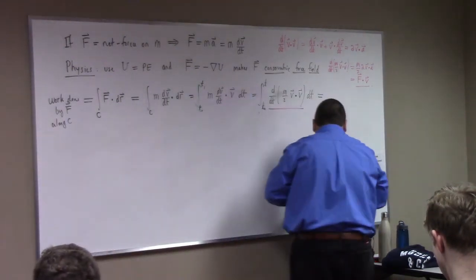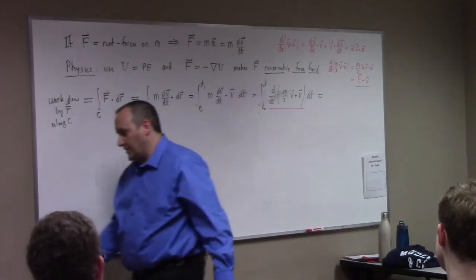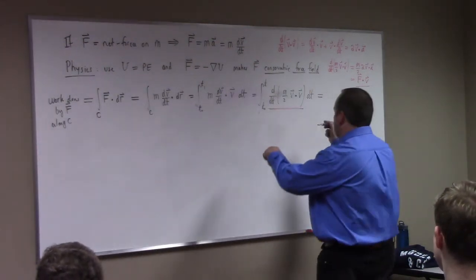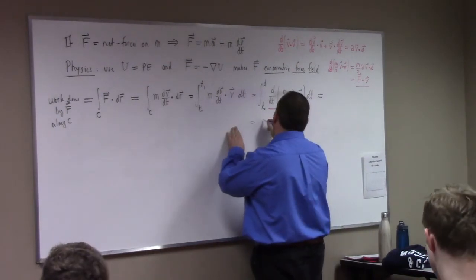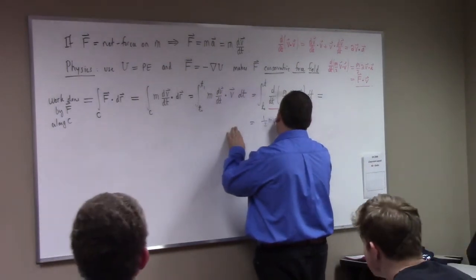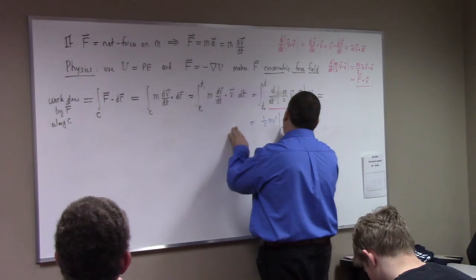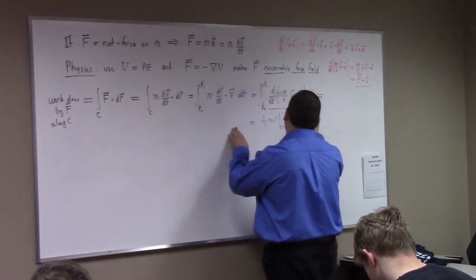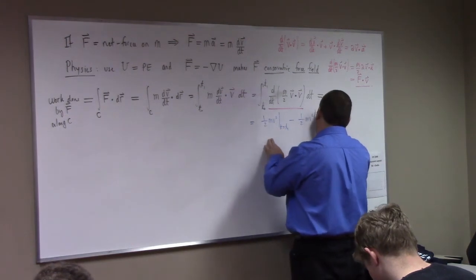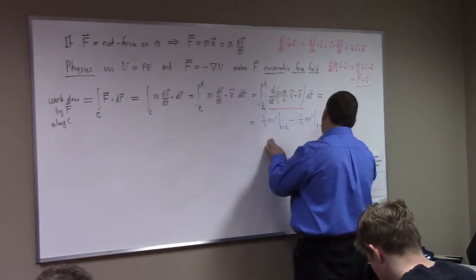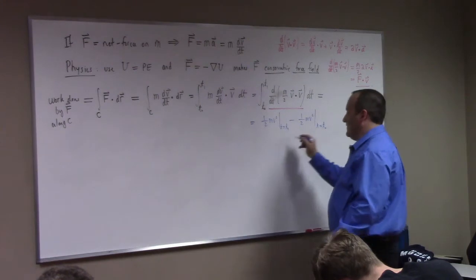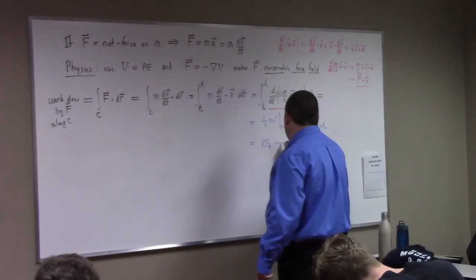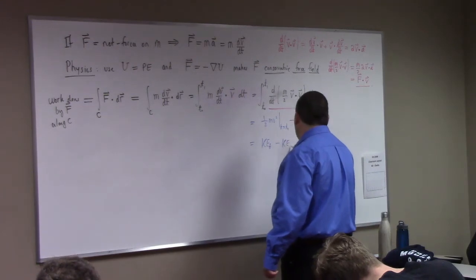Again, total change theorem here. Kind of the hero of today, I think. This is nothing more than 1/2 mv squared, evaluated at t equals t1 minus 1/2 mv squared evaluated at t equals t naught. Or you could say this is kinetic energy final minus kinetic energy initial, right?